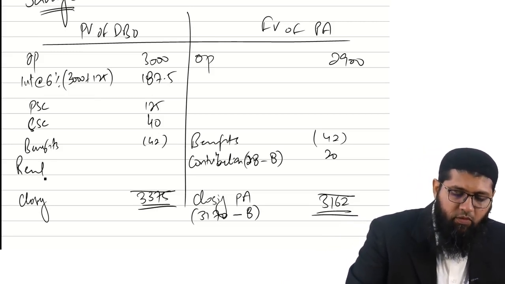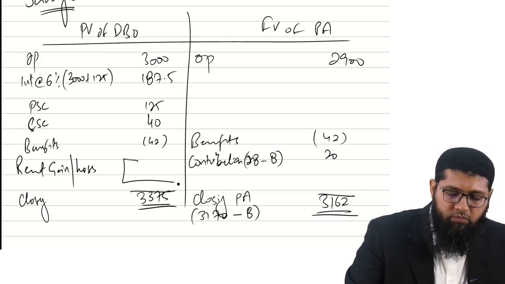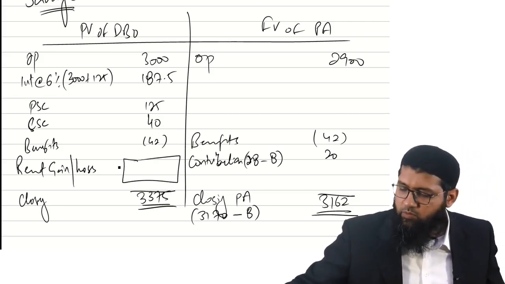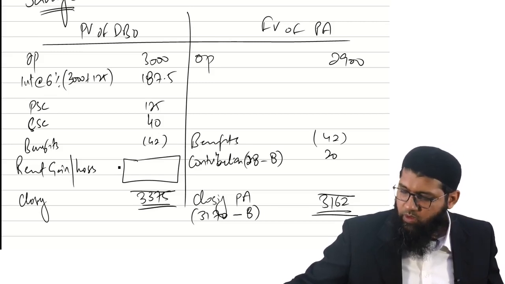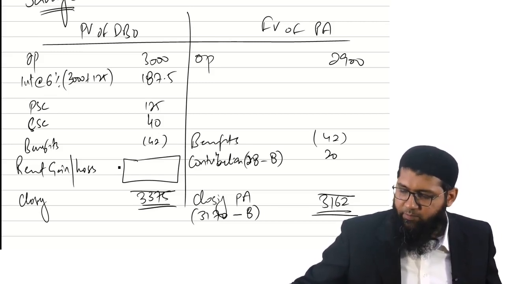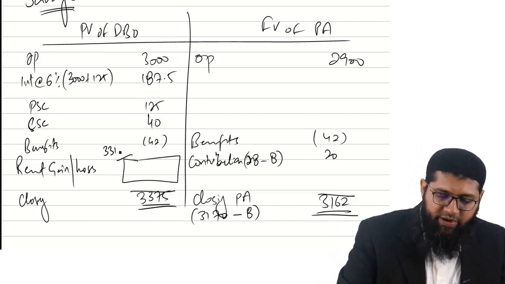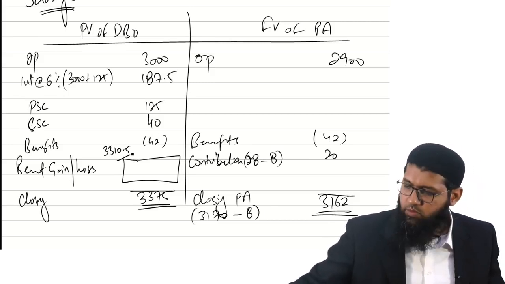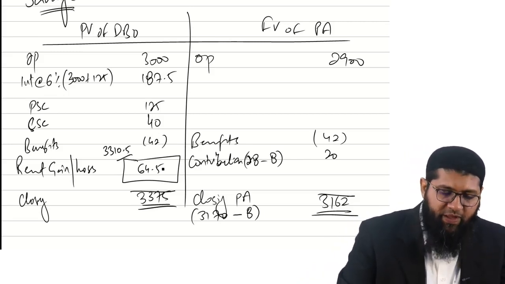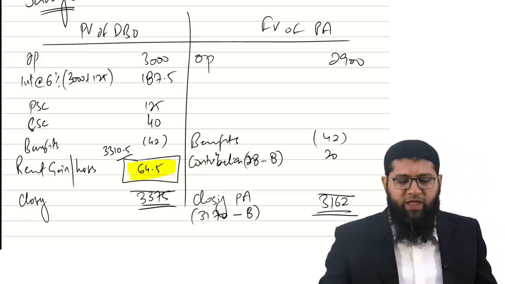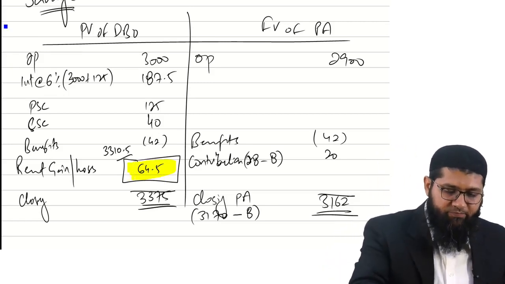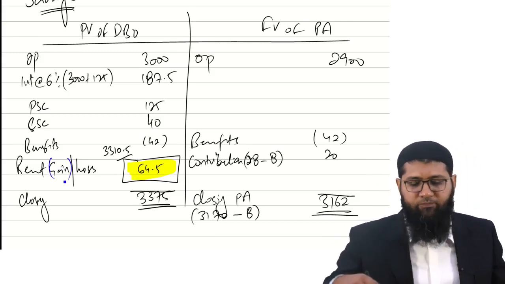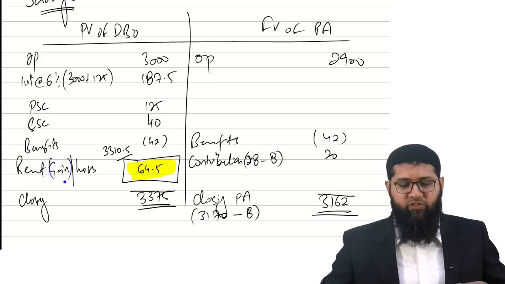Then there is the remeasurement gain or loss. 3,000 plus 187.5 plus 125 plus 40 less 42. So up till here it's 3,310.5. So it's 64.5 that is going to be recognized here. And since it's an obligation, if the obligation increases, it's actually a loss. So there is actually a loss with respect to the obligation.